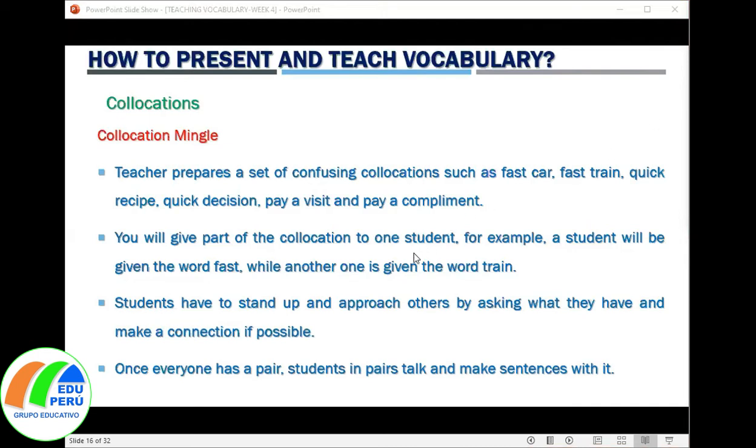Okay, so here you have this collocation mingle. Remember the collocation mingle. So they are going to move around and find a partner in order to match the correct collocation, right?